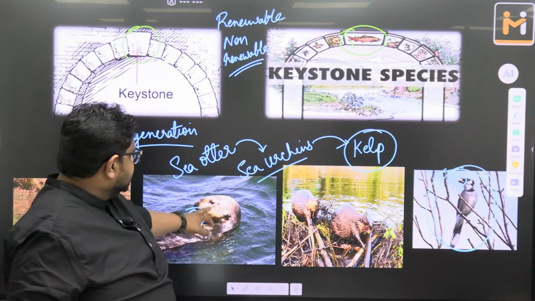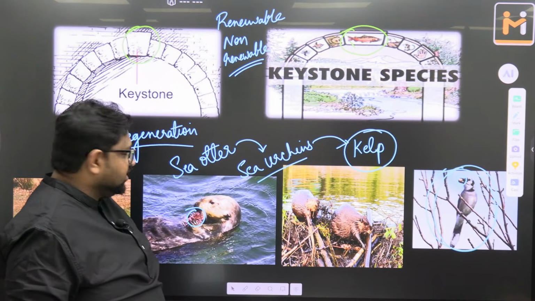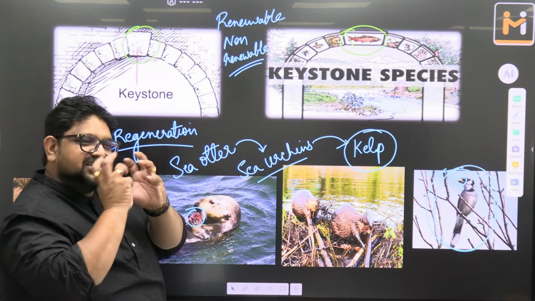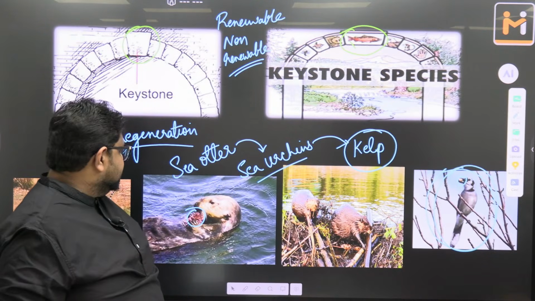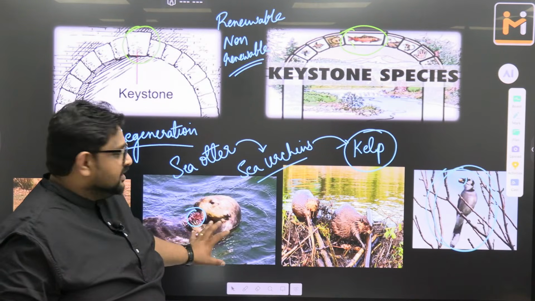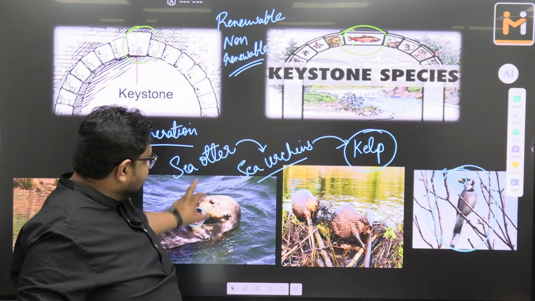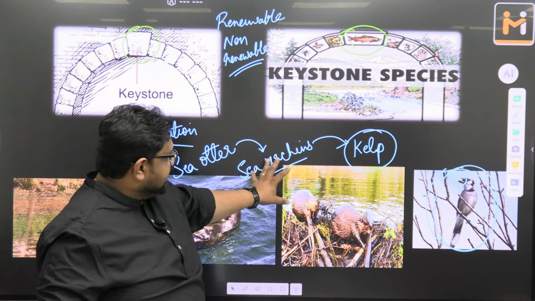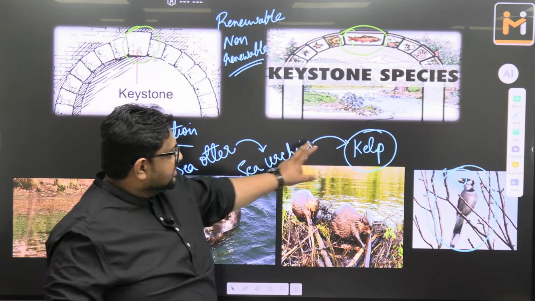And this very relaxing animal, the sea otter, would love to eat urchins. It is always eating urchins, swimming on its back. The presence of this sea otter will keep the population of sea urchins in check. And if sea urchins don't increase in number, kelps will be there.